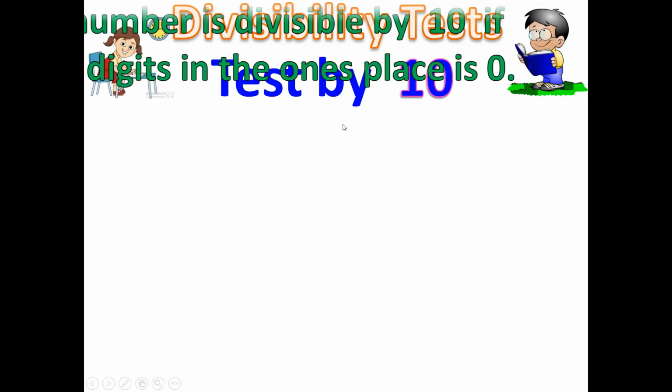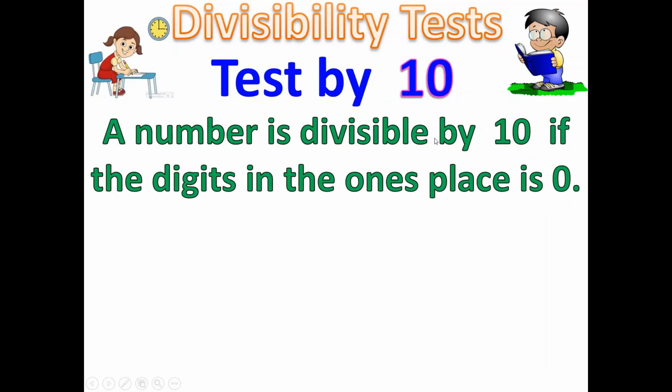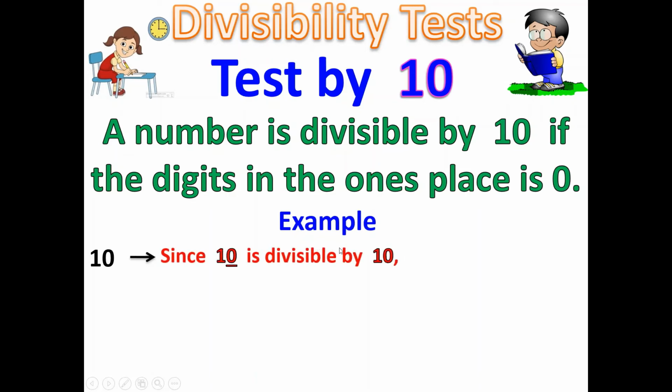Now we go on to the next slide, that is divisibility test by 10. A number is divisible by 10 if the digit in the ones place is 0. Now we go on to the example, we have a clear explanation. Now 10. Since 10 is divisible by 10, how? For divisibility by 10, the ones place should be 0 only. Now in the ones place we have 0 for 10, so it is divisible by 10.